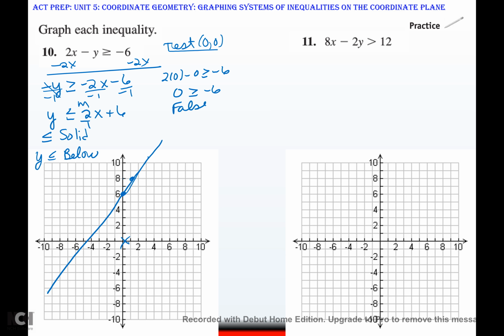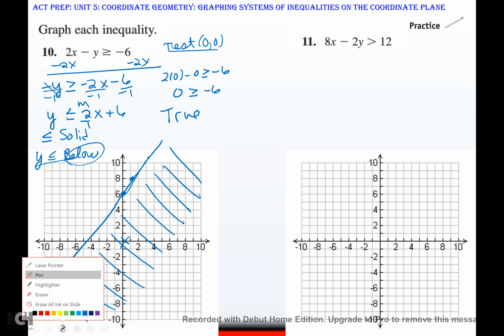Now what did I do? Dang, I'm an idiot. 0 is bigger than a negative. That's true. So wherever 0, 0 is where I shade, which is like I thought. See, I get myself in more trouble testing the stupid point than I do with trusting my direction that the inequality is pointing. Apparently I don't know that 0 is bigger than negatives, or I'm just tired.